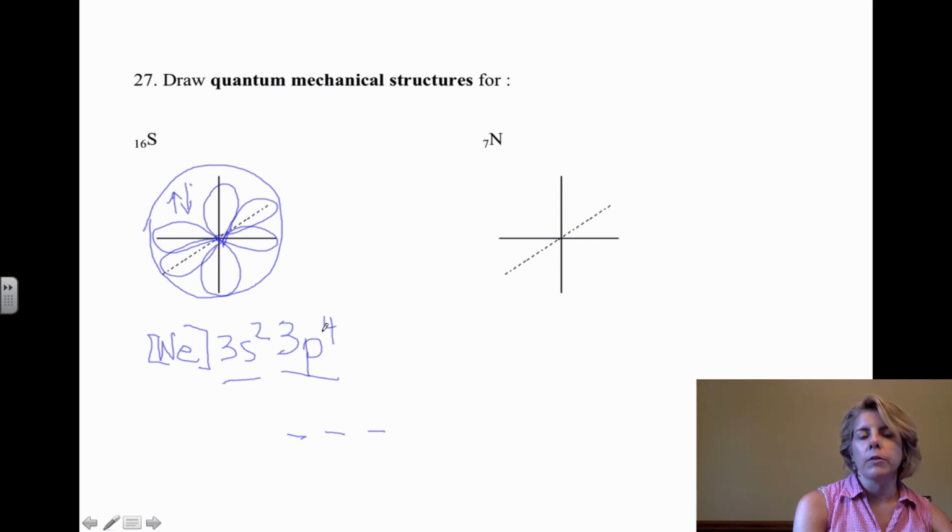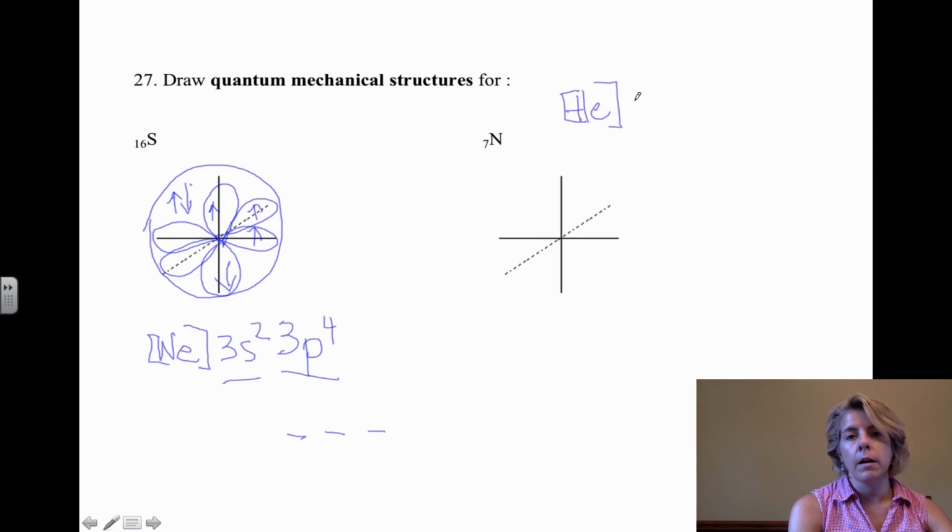Now I have 4 electrons. So I'm going to put 1 electron in each type of orientation. Now notice I only have 1 more electron, and I'm going to just draw it in the opposite direction to symbolize the fact that it is spin down. So I only have 4 electrons in the p orbital for that, and that's how you would draw a quantum mechanical structure.